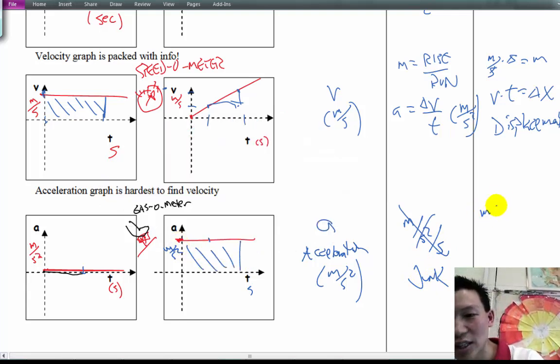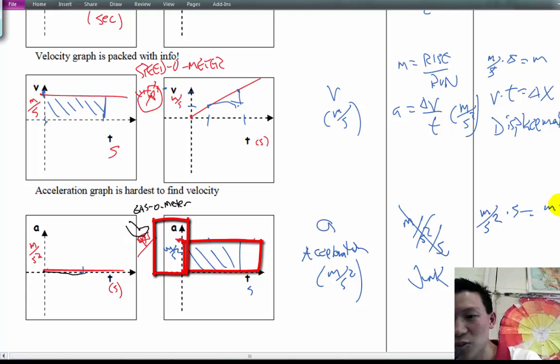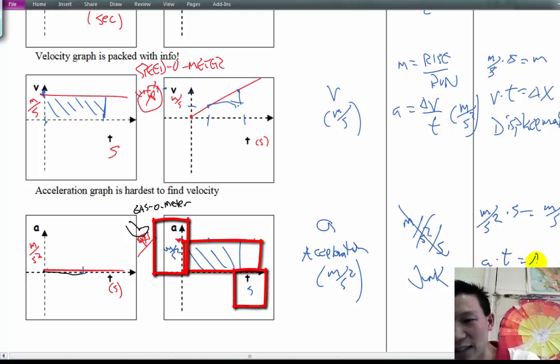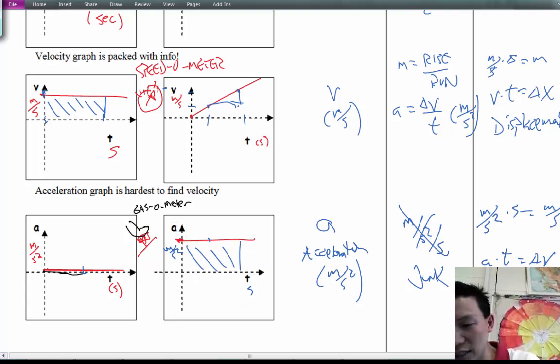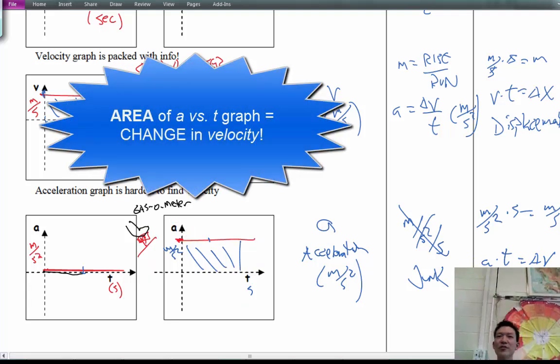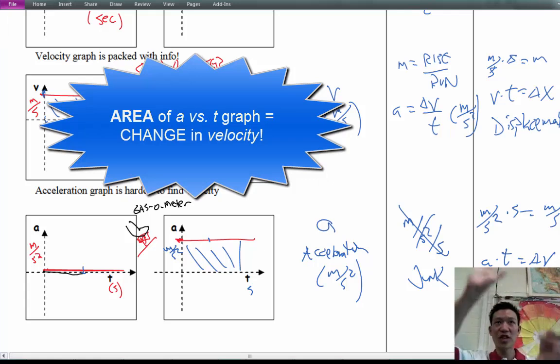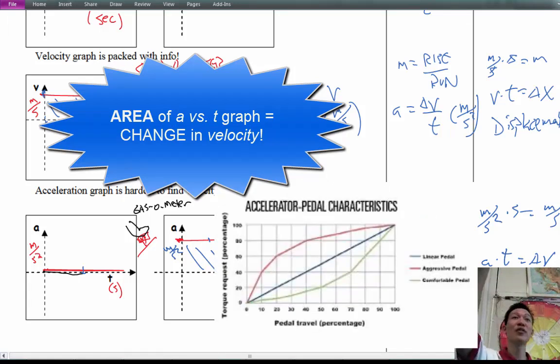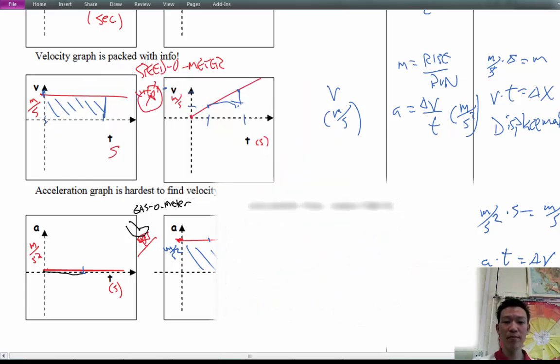But the area under this graph, this is actually kind of helpful. If you look at the units, it's meters per second squared times seconds. That's just going to be meters per second. Meters per second squared is acceleration times time. Hey, that's your change in velocity. It'll tell you your velocity. So how is this helpful? If you're a race car driver and you had a graph of how much you're stepping on your gas pedal, it would help you then figure out how much you change your velocity for that part of the race.